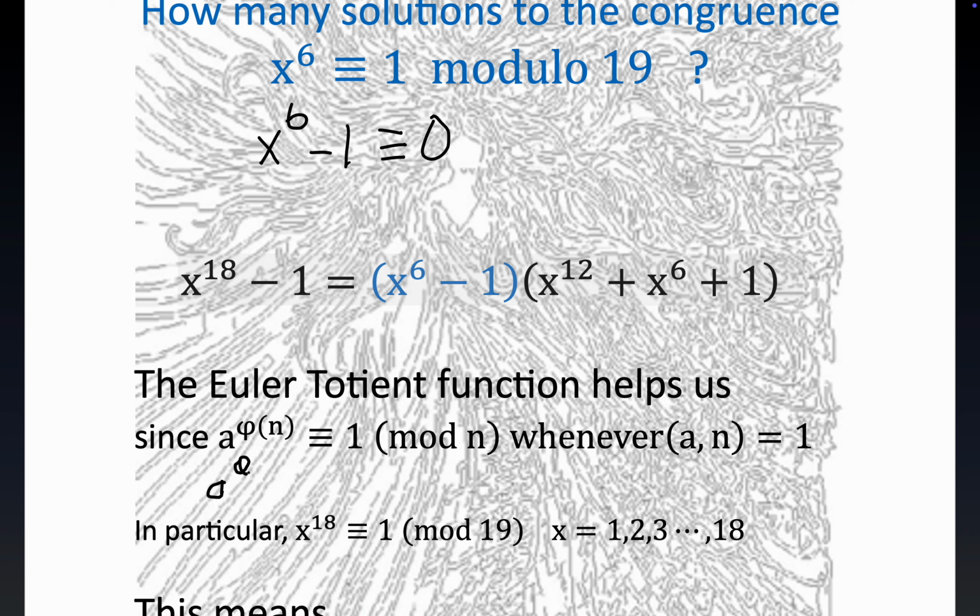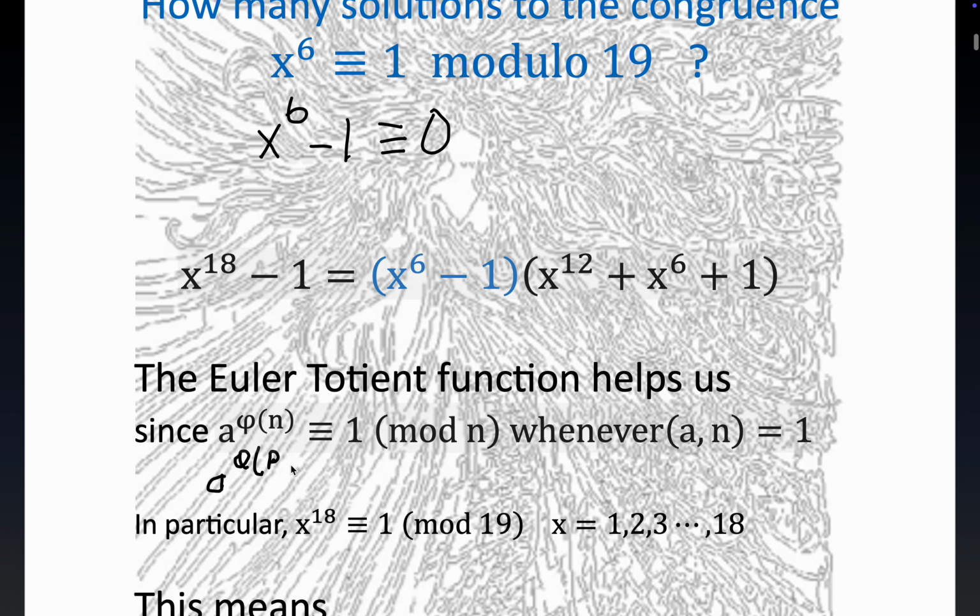Okay, there's my phi, folks, my best rendition of a phi. And we're going to call it P. Okay, P stands for prime. a to the phi of P is always going to be congruent to 1 because everything less than P is relatively prime to P, basically.